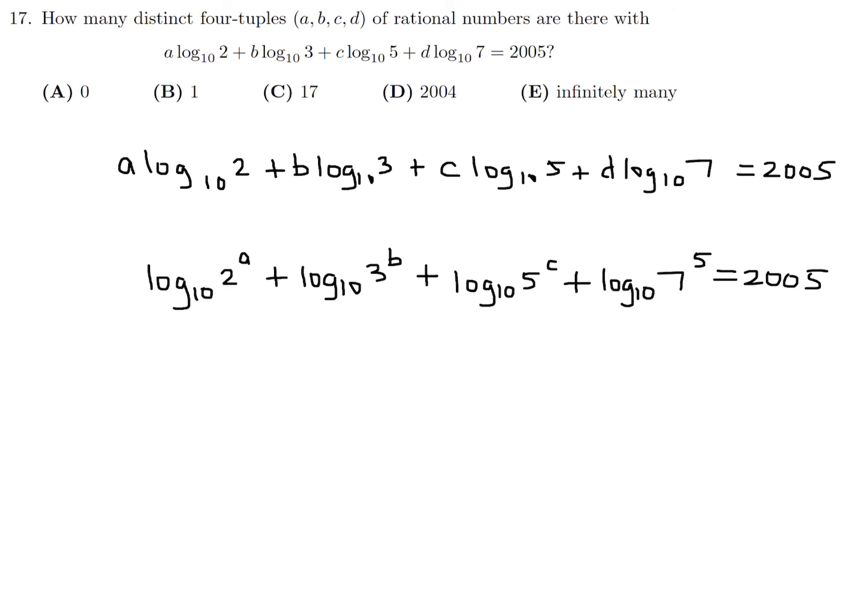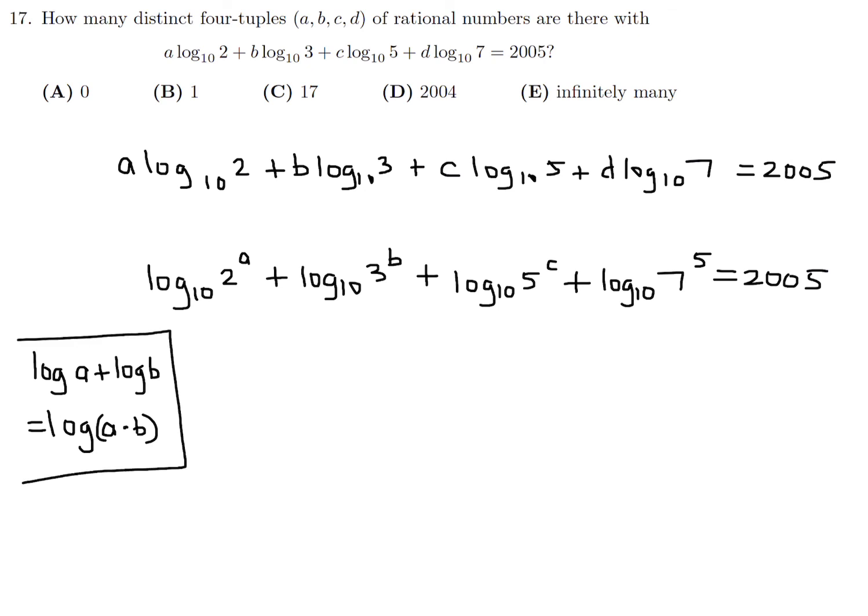Okay, well, since all the bases are the same, we can combine these, right? There's that standard rule that if you have the log of A plus the log of B, that is equal to the log of A times B, like that. So we'll apply that rule here. So that makes this the log of 2 to the power of A times 3 to the power of B times 5 to the power of C times 7 to the power of D, all to the base 10 is equal to 2005.